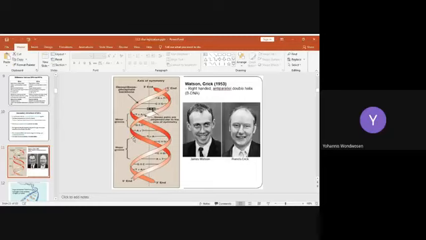As you can see on the screen, the major groove has a larger gap and the minor groove has a smaller gap.